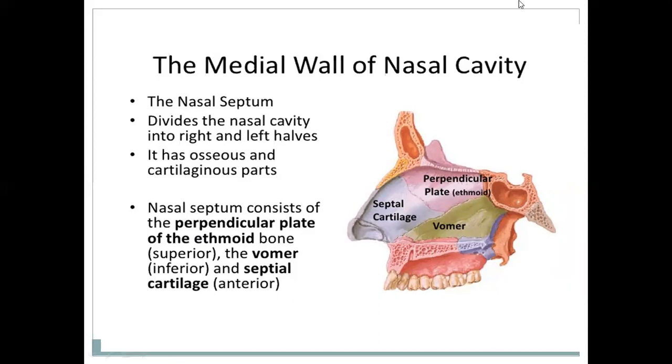So we have discussed the roof of the nasal cavity. We have discussed the floor. This floor is formed by the palatine processes of the maxilla and the horizontal plate of the palatine bone. The roof is formed by the nasal bone, frontal bone, and in the mid cribriform plate of ethmoid, and behind by the body of the sphenoid.